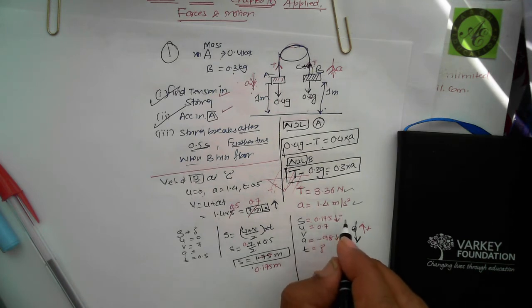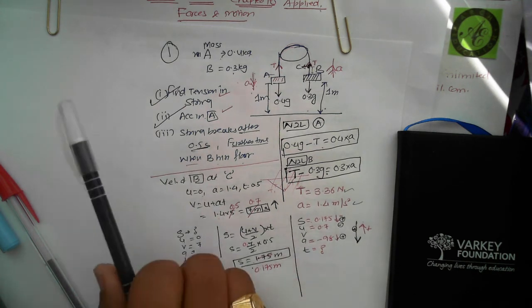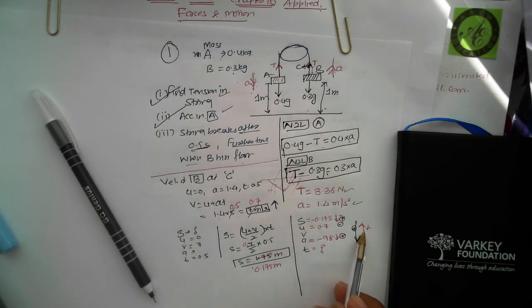That will be positive. This will be negative in that case, the initial velocity, and this will be positive as well. So it doesn't matter which you take. I would probably prefer that you keep only one sign convention. Okay, the formula now, SUVAT: s equals ut plus half at squared.